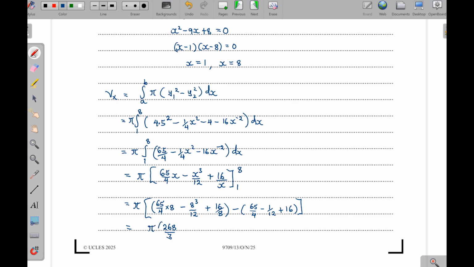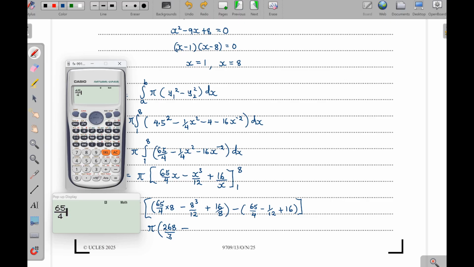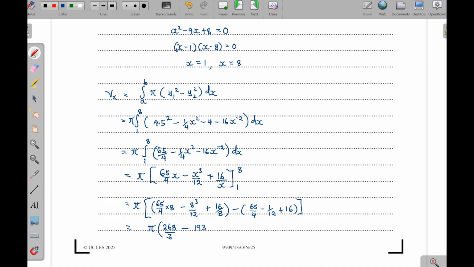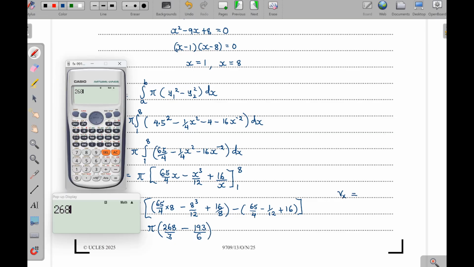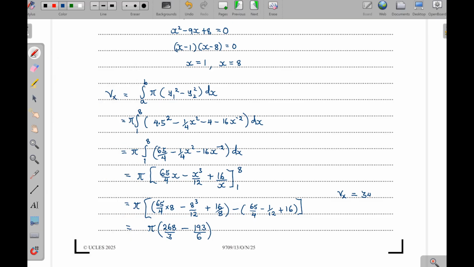Remember there is a pi here. Then minus, what do we get here? 65 out of 4, then minus 1 out of 12, and then plus 16. This one gives us 193 over 6. 193 out of 6. Then what is this whole thing altogether? 268 out of 3 minus 193 out of 6. This one gives us 343 out of 6. 343 out of 6 of pi.